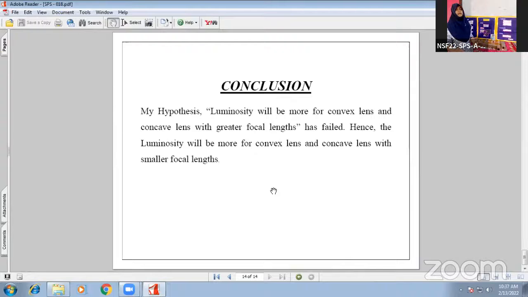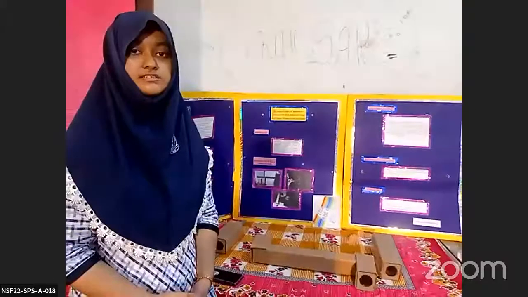This can be used in basements of factories, houses, and all places where there is no light. So this project can be implemented successfully. Thank you. Any questions?